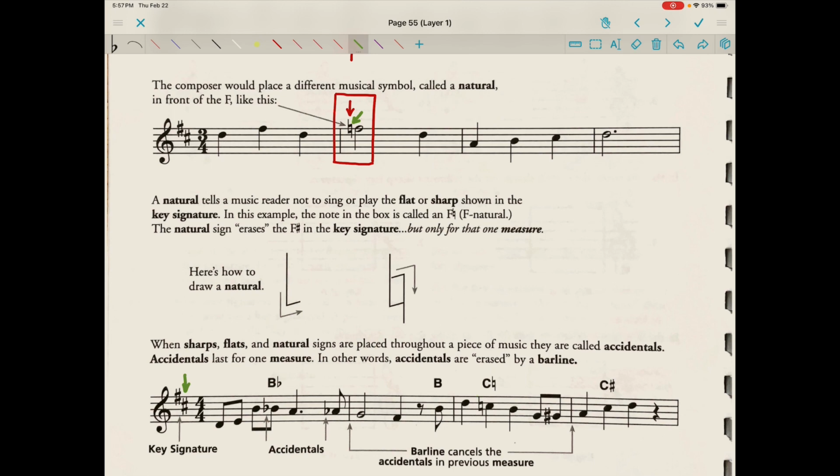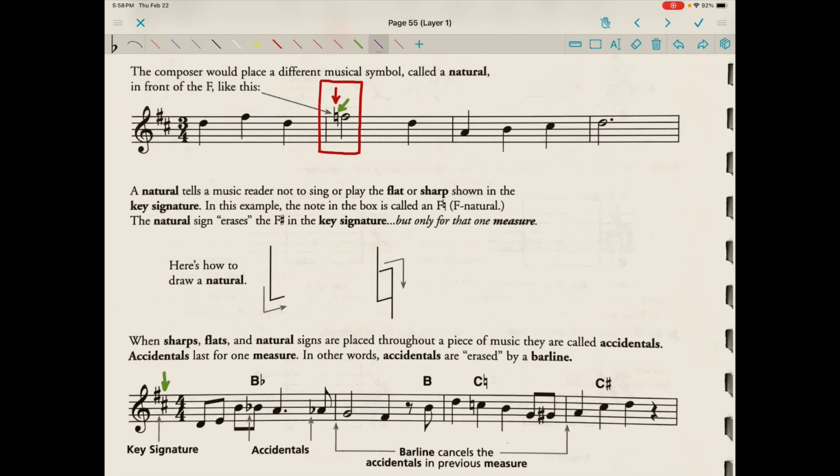Here's another accidental, and this is a G sharp. And remember that the bar line or measure line cancels out an accidental. So even though this is a C natural here, as soon as we hit the bar line, that natural sign is canceled out, and we're back to C sharp because that is what we see in the key signature.